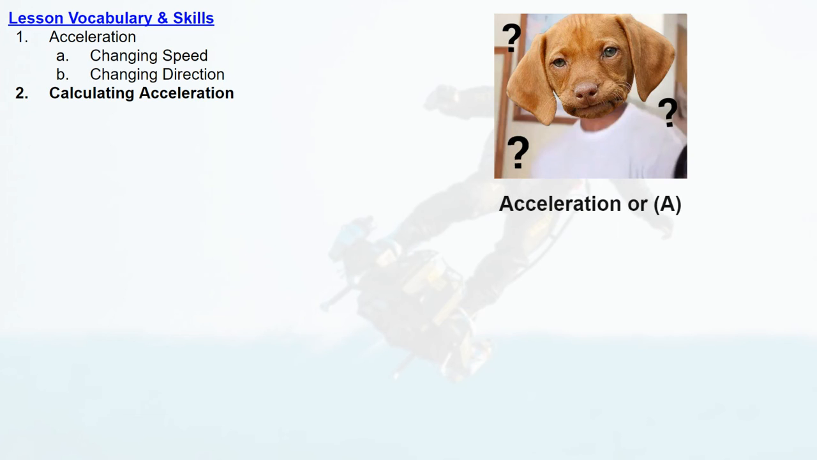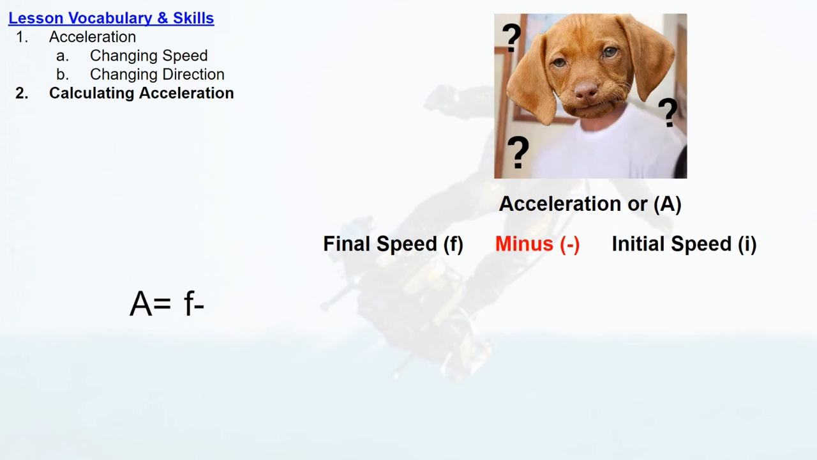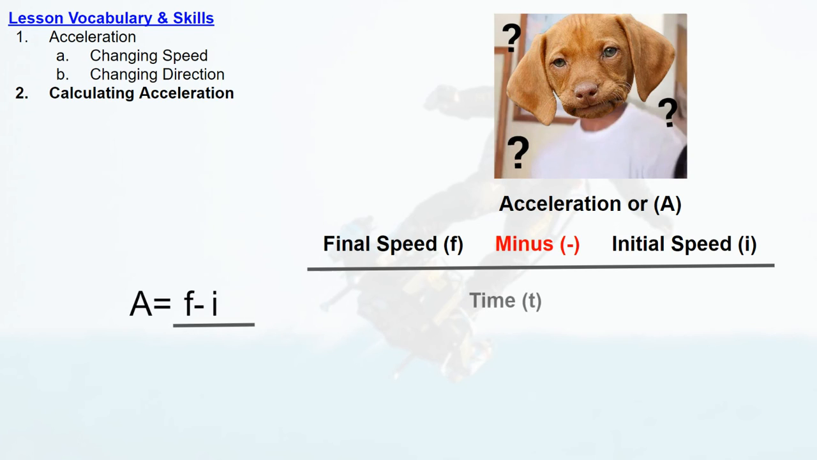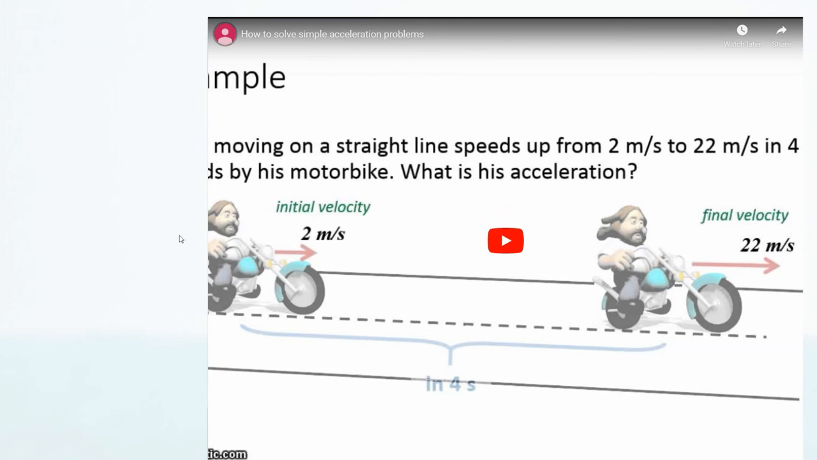The formula is acceleration, which can be represented as A. That equals the final speed, which we will call F, minus the initial speed, which we will call I, and that is divided by, or over, the line indicates the division, the time, which we will represent as T. All right, so let's keep that in mind as we watch this final video clip with some examples. Good luck.